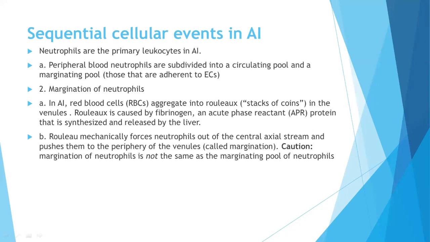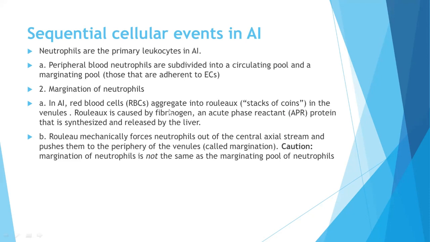Now, since there are vascular events of acute inflammation, then obviously there are some cellular events of acute inflammation. Neutrophils are the primary leukocytes in acute inflammation. The peripheral blood neutrophils are subdivided into a circulating pool and a marginating pool, those that are adherent to the endothelial cells. So the margination of neutrophils occurs in acute inflammation.